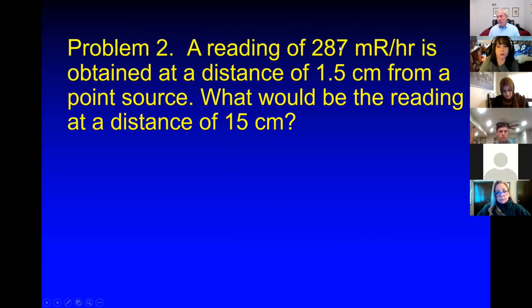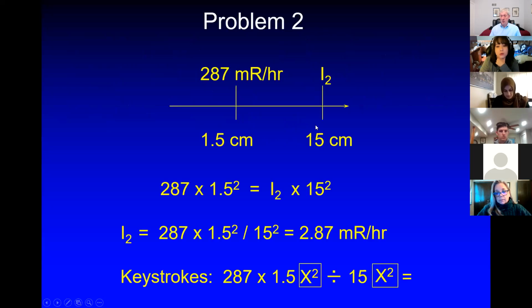If you have a reading of 287 at 1 centimeter, and then you take your detection device and move it away to 15 centimeters, the reading is going to go down. It's a point source. It's spreading out in every direction. And so if it went from 1.5 to 15, it's 10 times as far away. 10 squared is 100. We divide 287 by 100, and your answer is going to be 2.87.